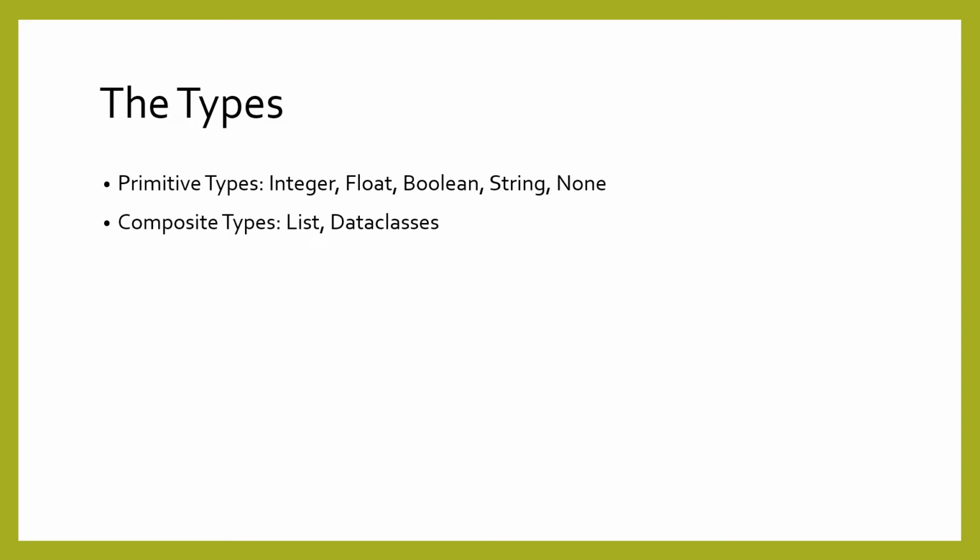In the earlier parts of this chapter, we saw how we could mix and match those composite types to make lists of data classes inside of data classes, and lists of lists. There's actually no limit to how much we can combine these different types.